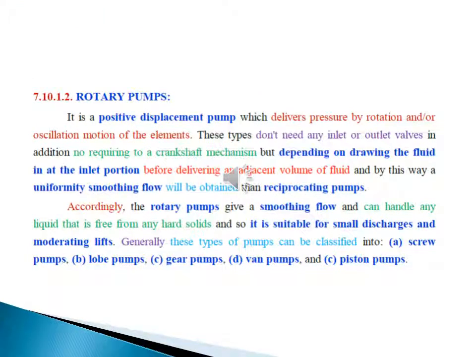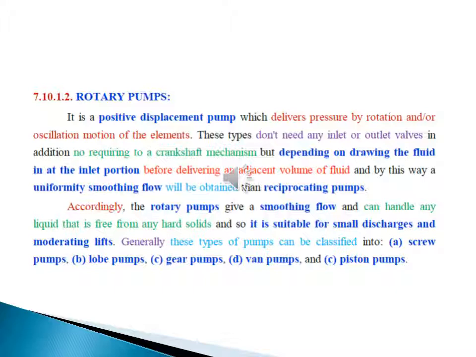Rotary pump is a positive displacement pump which delivers pressure by rotation and or oscillation motion of the element. These types don't need any inlet or outlet valve. In addition, they don't require a crankshaft mechanism, but depend on drawing the fluid in at the inlet portion before delivering an adjacent volume of fluid, and in this way a more uniform, smooth flow is obtained than with the reciprocating pump.